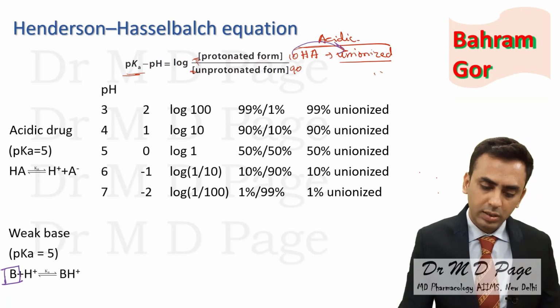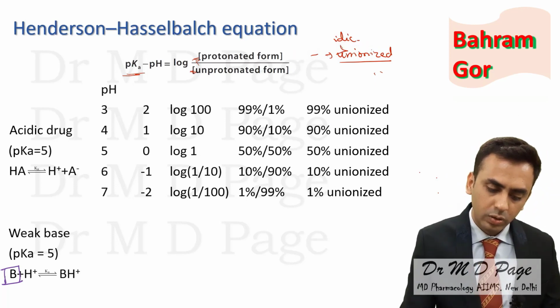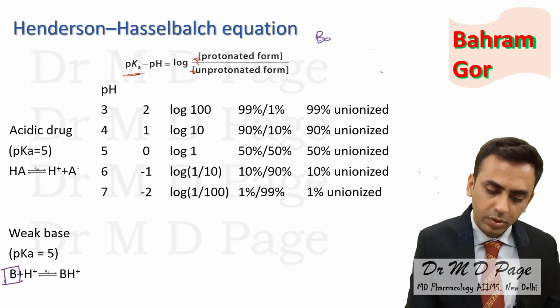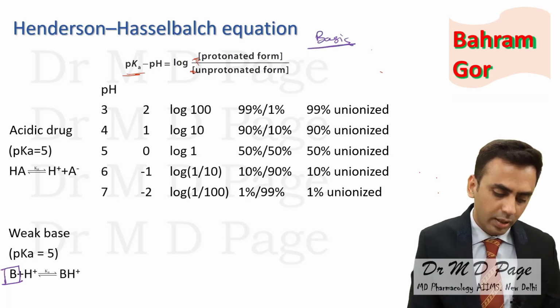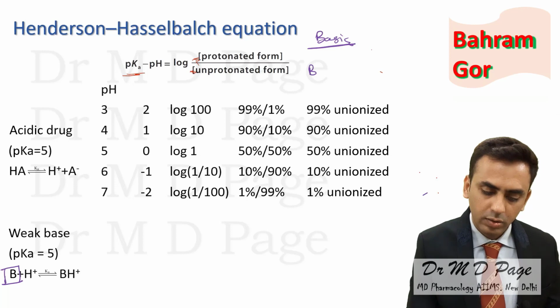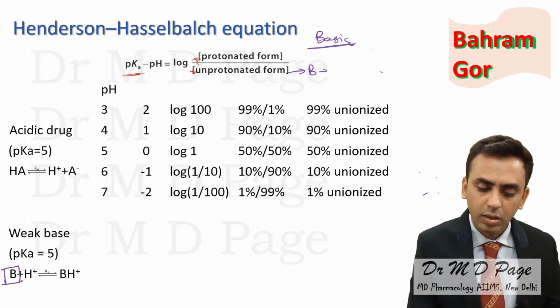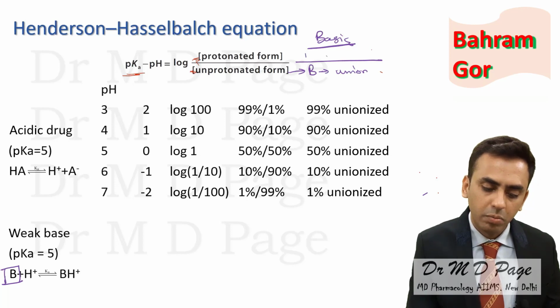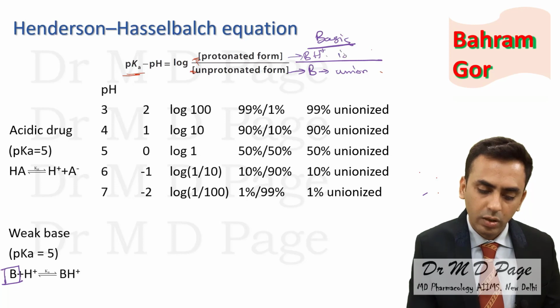So in case of basic drugs, which is uncharged, B. This is protonated or unprotonated? Unprotonated. Okay, this is B, the unprotonated form. This is unionized. Okay, so the above one will be BH plus, which will be the protonated form, and will be ionized. So what is important for us? Important for us is the unionized form.